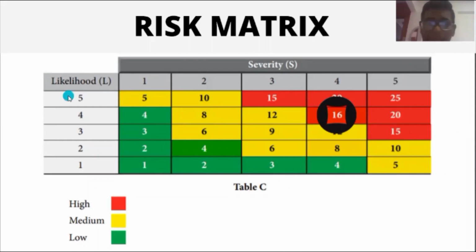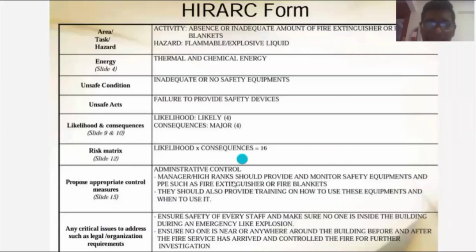As a control measure, administrators must provide and monitor safety equipment such as fire extinguishers. And also, the staff should be provided with training on how to use the safety equipment. Finally, a critical issue I would like to address is that administrators should ensure no one is anywhere in or around the building during a large explosion alert to avoid casualties.